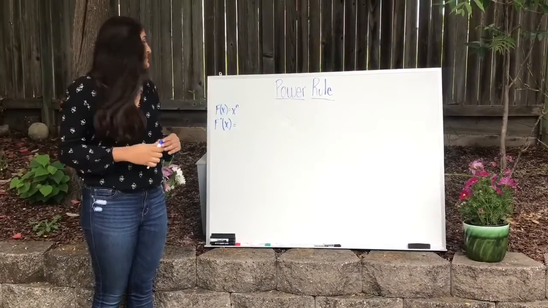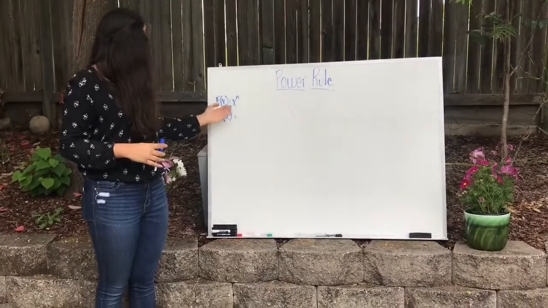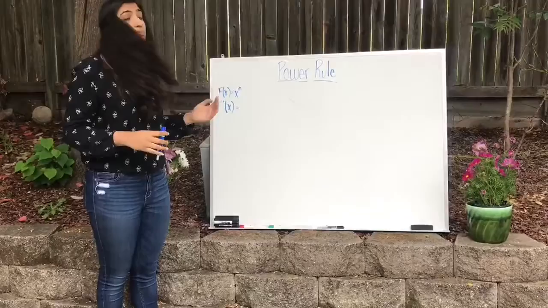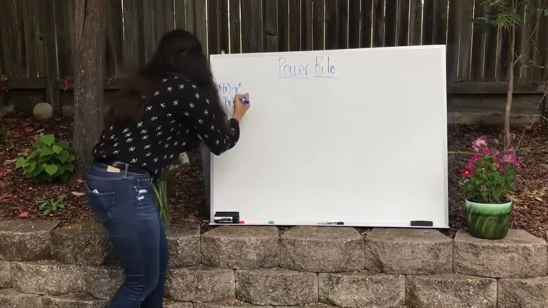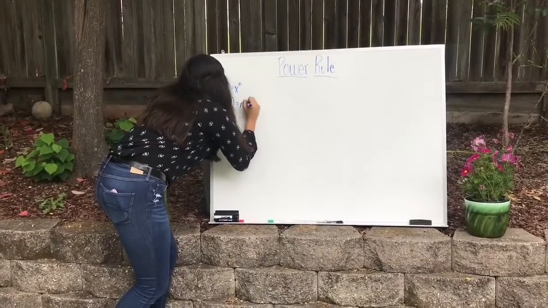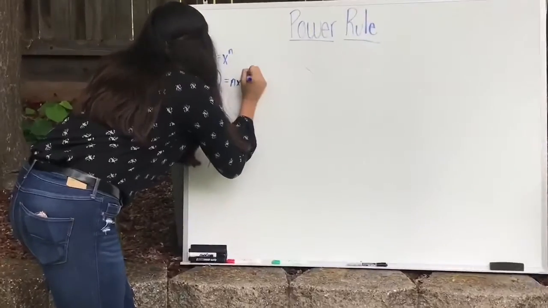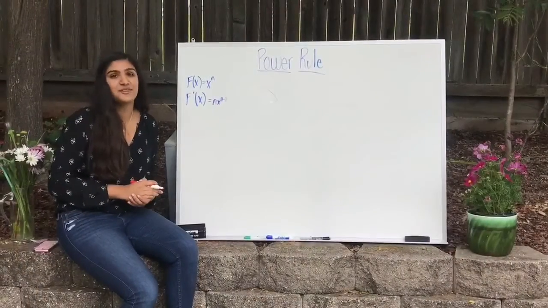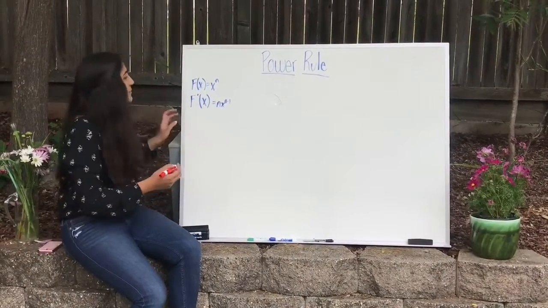So the power rule basically states that if you have a function f of x equals x to the n, that f prime of x would equal n x raised to the n minus 1 power. Now I get that that can be a little confusing, so let's do a few examples.